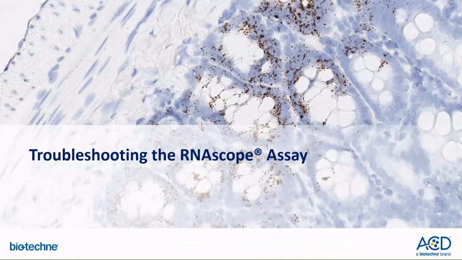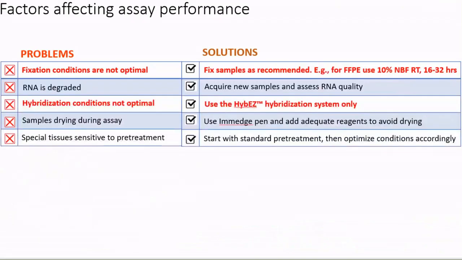Now let's review some troubleshooting examples and the results after performing optimization on these samples. When running the RNAscope assay, here are a few factors that could affect the outcome of your results. For example, sample fixation may not be optimal, RNA may be degraded in the sample, samples may be drying out, etc. These factors and issues can be addressed by using the recommended sample fixation conditions and instruments. You must also start with the standard pre-treatment conditions outlined in our protocol and then optimize the conditions as required.